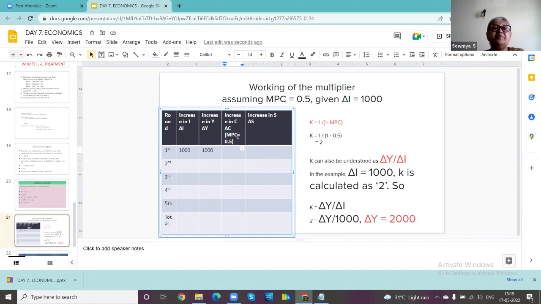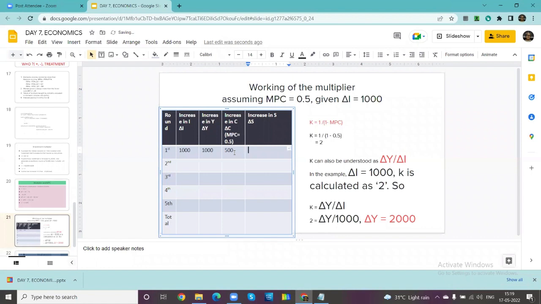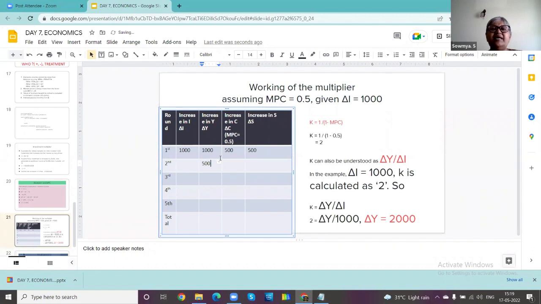If we understand that the propensity to consume is going to be half, then half of the income is going to be spent on consumption, and naturally the other half will be saved. So this 500 will become the second round income, taking up the logic that one person's expenditure will become another person's income.